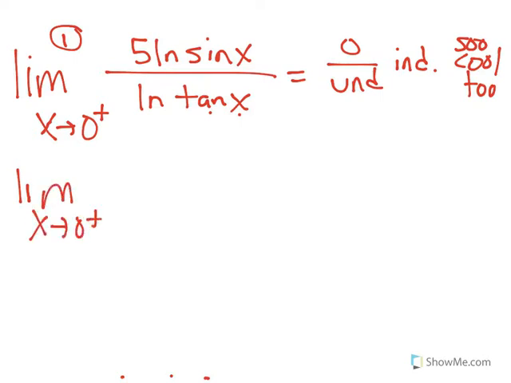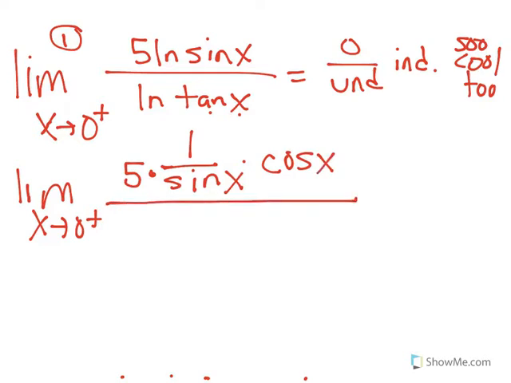So the reason for the 0 from the plus side is because we can't have negative numbers in the ln. So it's going to be 5 times the derivative of ln of something is 1 over that something, times the derivative of sine, which is cosine of x, over the derivative of the ln of the tangent of something is 1 over tangent something times secant squared x.